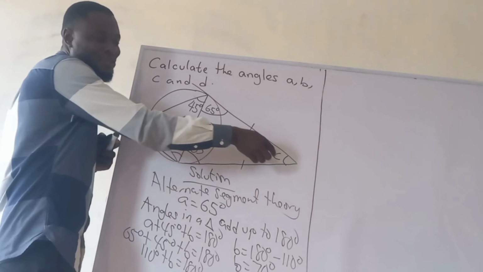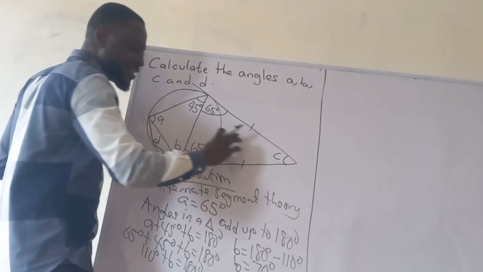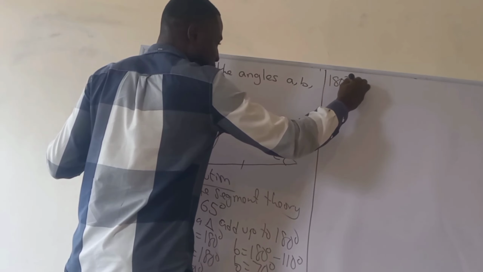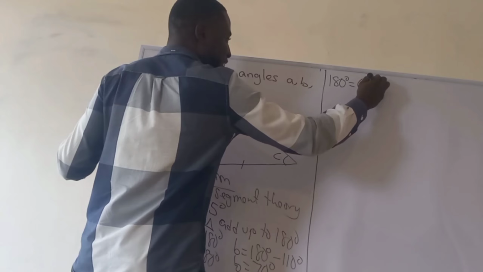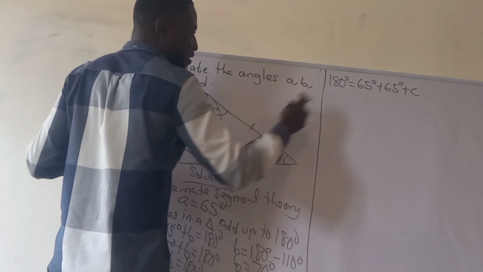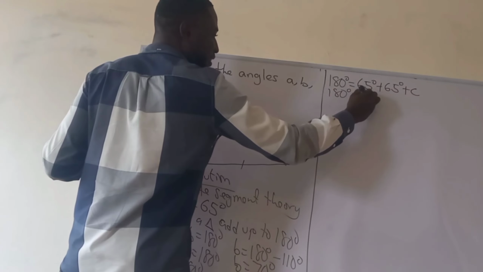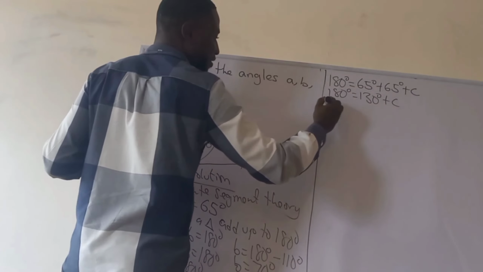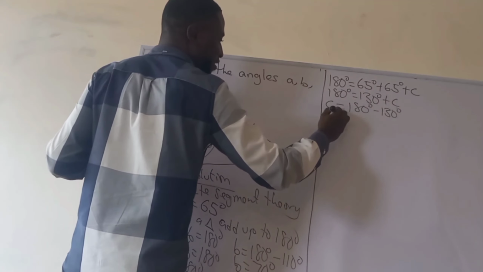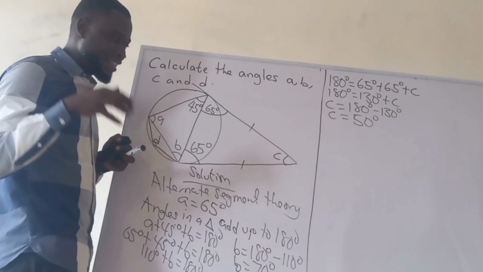If you get this, then you can get your C. So how are you going to get your C? You are going to sum this up, then you equate it to 180. So 180 degrees will be equal to 65 degrees plus 65 degrees plus C. 65 plus 65 is 130. So 180 degrees is equal to 130 degrees plus C. Our C will therefore be 180 degrees minus 130 degrees. So our C is 50 degrees.